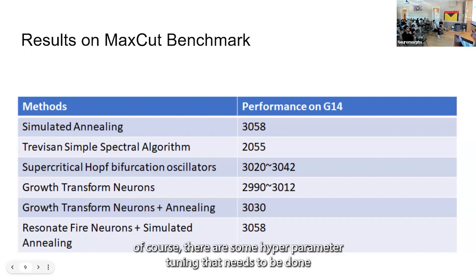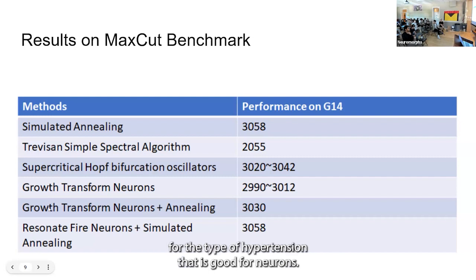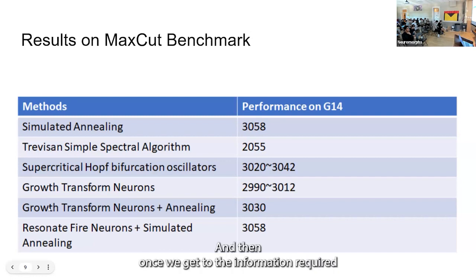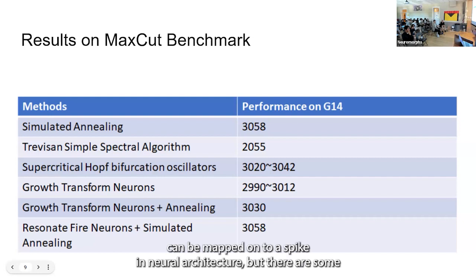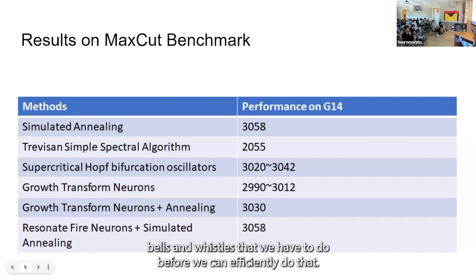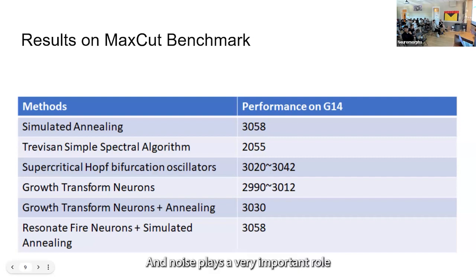Now, of course, there is some hyperparameter tuning that needs to be done. And then there are these different types of SNN architectures. We tried bifurcation, there are some growth transform neurons, and combining SNN and annealing gets you pretty close to the number, but we are not there yet. Once we get to the resonate-and-fire neuron and combine these two, then we start getting close to the benchmark. The moral of the story is that, of course, things can be mapped onto a spiking neural architecture, but there are some bells and whistles we have to take care of before we can do that efficiently. Noise plays a very important role, and the annealing schedule plays a very important role. Those are some of the take-home messages from this study.